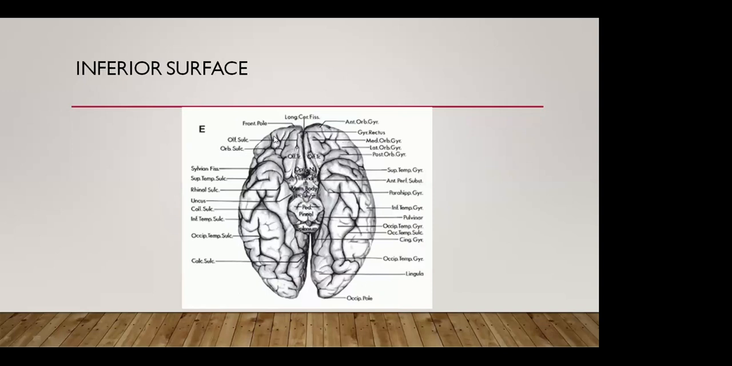Then this is, as we were talking about, the inferior or the basal surface of the frontal lobe. So we're looking from the inferior aspect. So here we have a different anatomy. The medial most aspect is basically the gyrus rectus. And the gyrus rectus is actually separated from the orbital gyri via an olfactory sulcus.